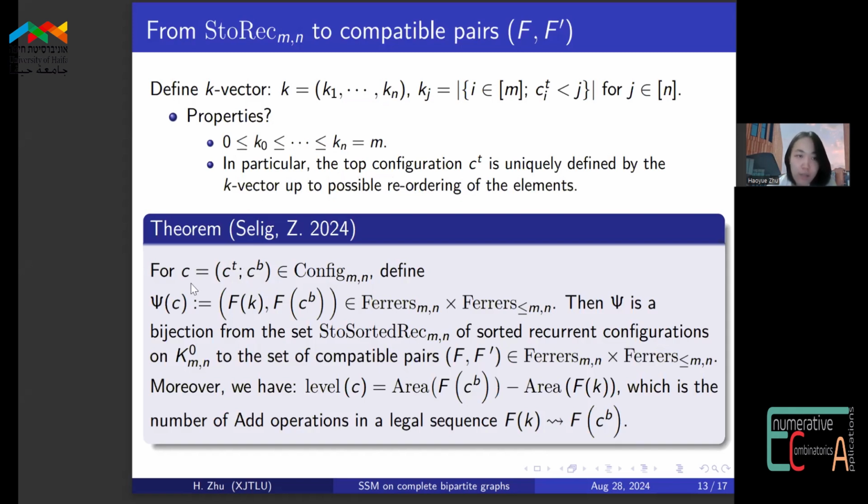If we already know the configurations ct and cb, we can first calculate the key vector based on the top configuration ct. And then we can go to the bijection from the set of the stochastic sorted recurrent configurations to the set of the compatible pairs with two Faro diagrams, F and F prime. After that, we calculate the level of the configuration C. This is the area of the Faro diagram with the CB diagram minus the area of the Faro diagram with the key vector, which is also the number of the add operations in this legal sequence from the K diagram to the CB diagram.